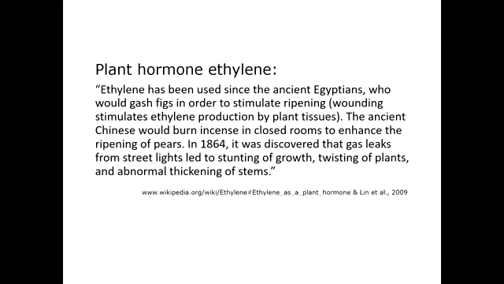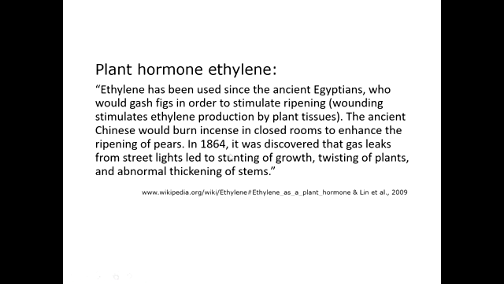I wanted to share this with you from Wikipedia because it's kind of cool. There's a plant hormone ethylene that's been used since the ancient Egyptians, who would gash figs in order to stimulate the fig's ripening. Wounding the fig would stimulate ethylene production by the plant tissues, which would then activate receptors that would promote ripening of the fruit. The ancient Chinese would burn incense in closed rooms to enhance the ripening of pears, because the incense, as it turns out, they didn't know this, has the same ligand that would do that job, so it has ethylene in it.